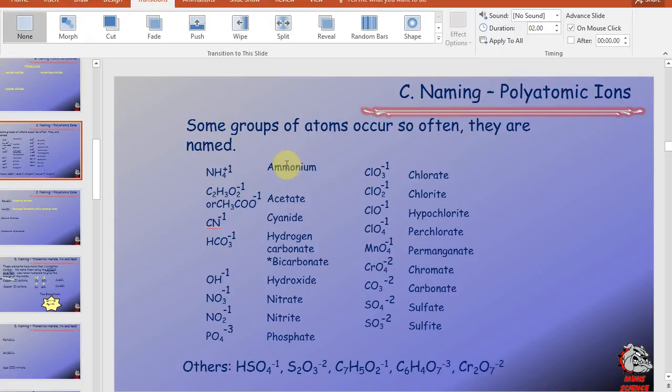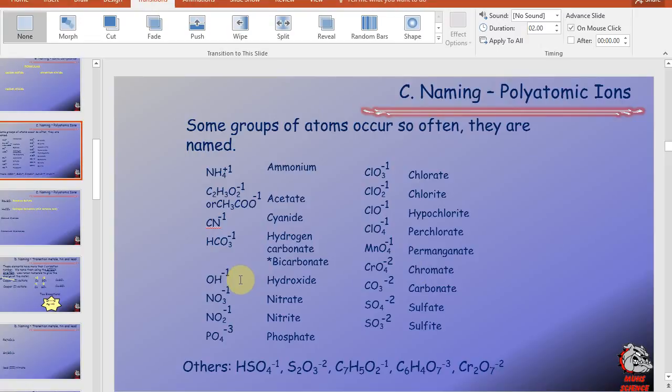So we have ammonium here, and we have acetate. And it's 2 different ways to write it. Cyanide, hydrogen carbonate, which is also known as bicarbonate. Hydrogen carbonate is the proper IUPAC name, but a lot of people in the United States I know still use bicarbonate. Hydroxide and nitrate and nitrite, and so you got this list here. And so we just have to know what these are, and we can use these names.